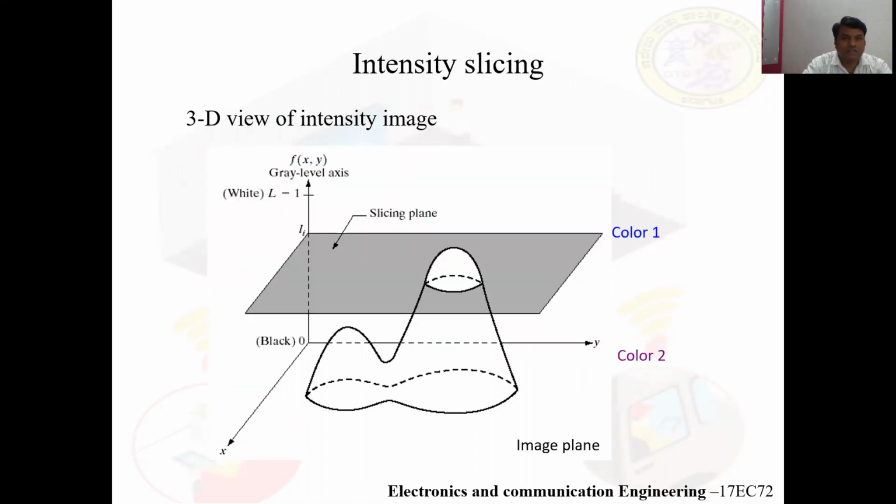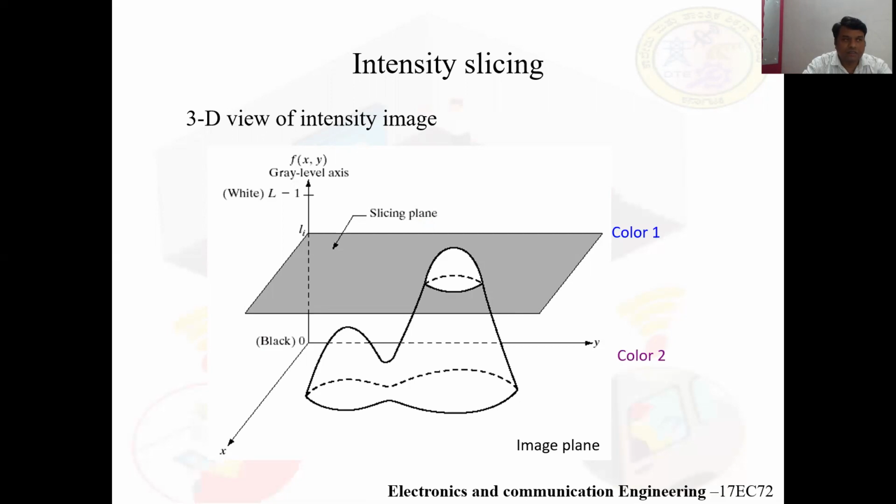Intensity slicing. Here you can see the 3D view of an intensity image. The technique of intensity slicing and color coding is one of the simplest examples of pseudo color image processing. If an image is interpreted as a 3D function, the method can be viewed as one of placing planes parallel to the coordinate plane of the image. Each plane then slices the function in the area of intersection.